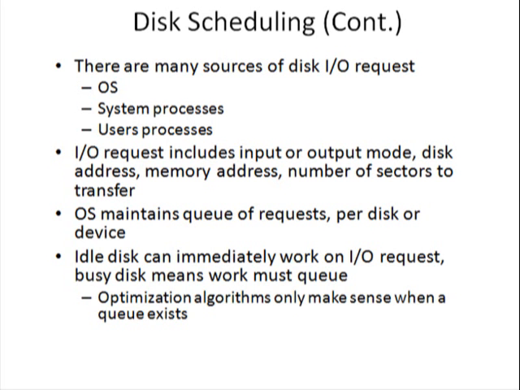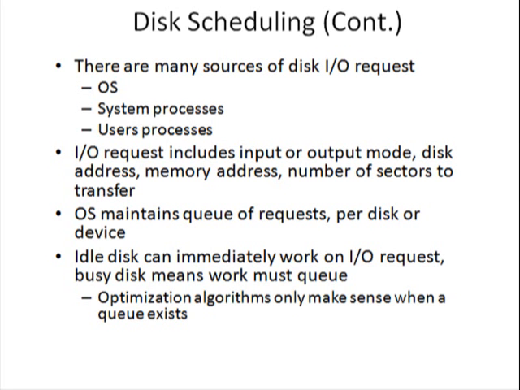The OS will generally maintain a queue of requests per disk or device. Whenever an I/O is taking place, the OS will search for particular data on the particular disk. An I/O request also includes the input and output mode, disk addresses, memory addresses, and the number of sectors to transfer. These can be generated either by system processes or whenever the user asks for particular data which is stored in a particular disk.